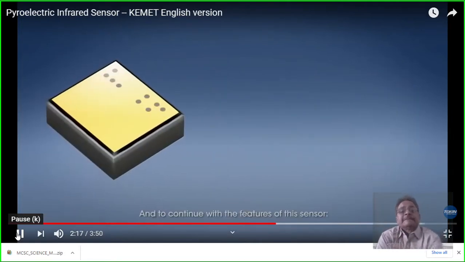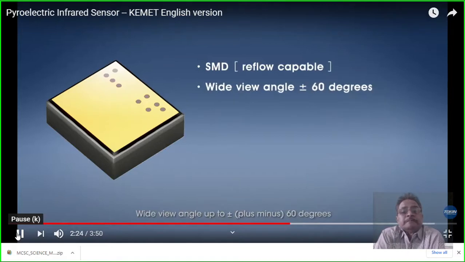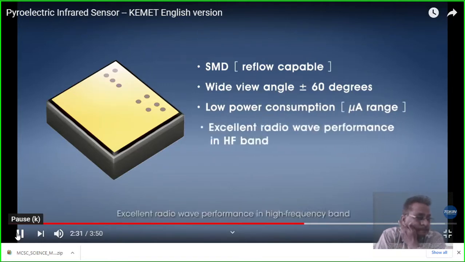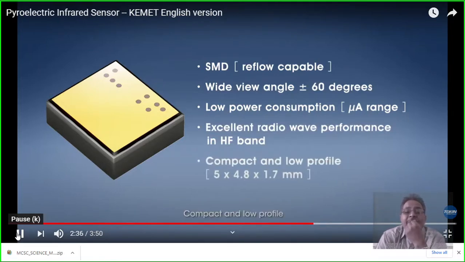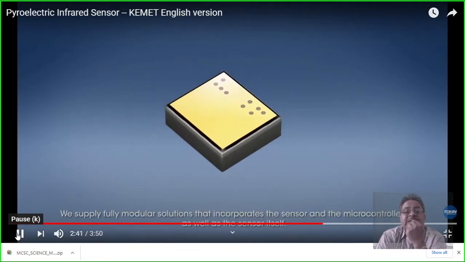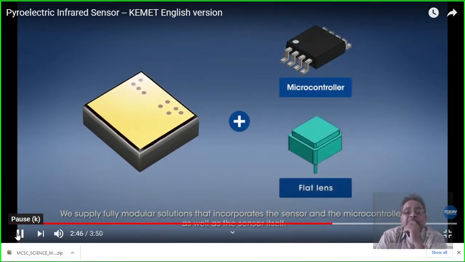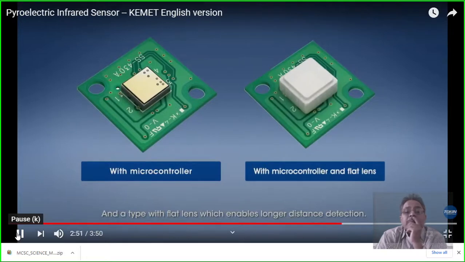And to continue with the features of this sensor: reflow capable SMD configuration, wide view angle up to ±60 degrees, low power consumption down in the microampere range, excellent radio wave performance in high frequency band, compact and low profile. We supply fully modular solutions that incorporate the sensor and the microcontroller as well as the sensor itself, and a type with flat lens which enables longer distance detection.